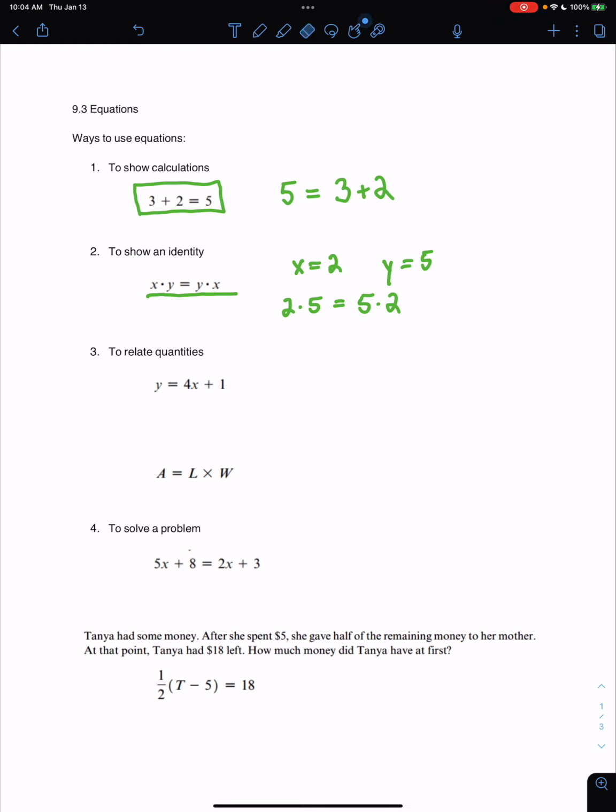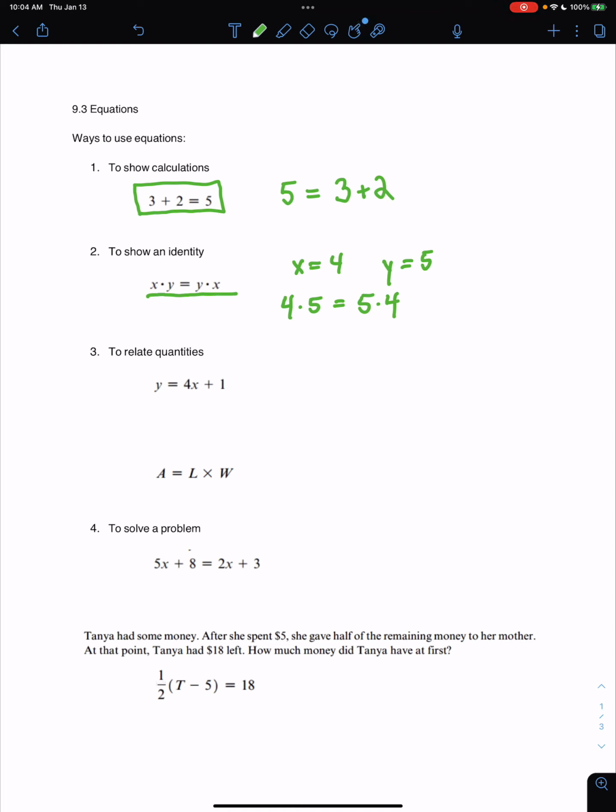I can change that. Let's say I decide that x is now equal to 4. And I still get an equation. So that's what's called an identity. So that's another use of equations.